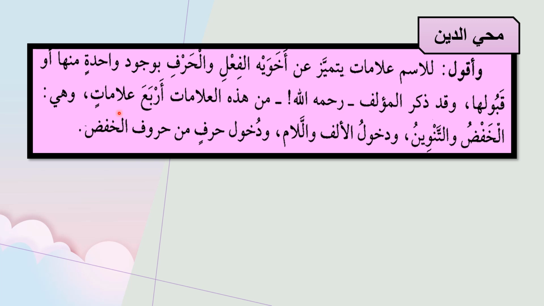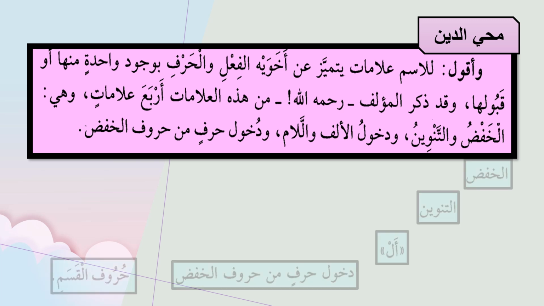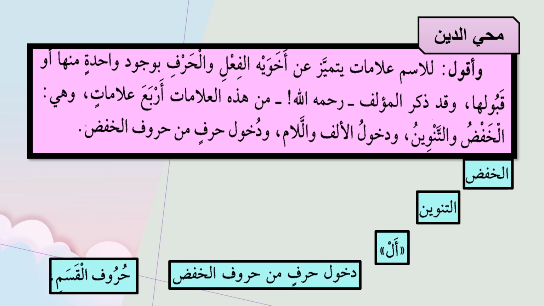So what are they? وهي الخفض, al-kasra, تنوين, as you know, the double kasratain, then the alif al-lam, the lam at-tarif. This is the third one. And the fourth is the harf jar, min huruf al-khafd. So what are they? Let's see. The first one here is al-khafd. As you know, al-khafd is the kasra. The second one here is the tanween, the kasratain, the double kasra on the last letter of the noun.